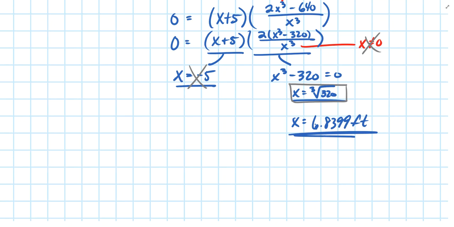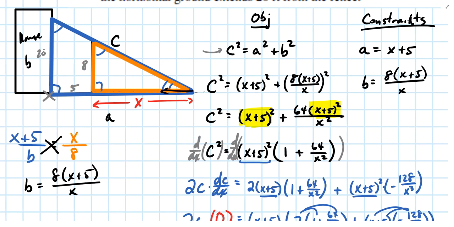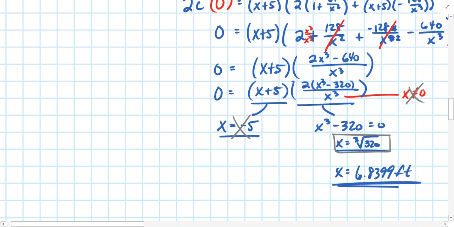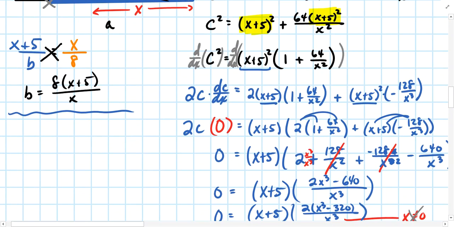And that falls within our boundaries, if you will, of the problem, where x has to be bigger than 0 but less than 20. It's worth the extra effort to double check that our height b is going to be within the boundaries as well. So we think we know what x is. We're going to say that that's about 6.8399 feet.